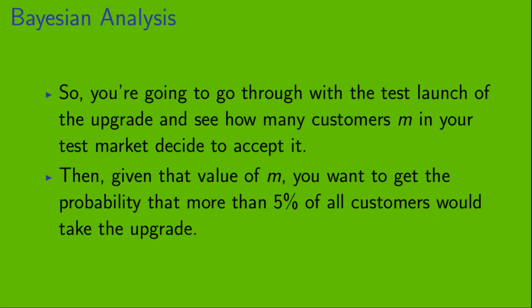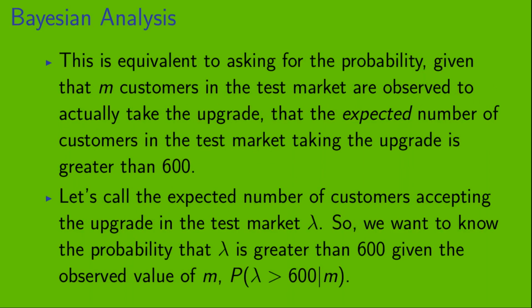So you're going to go through with the test launch of the upgrade and see how many customers M in your test market decide to accept it. Then, given that value of M, you want to get the probability that more than 5% of all customers would take the upgrade. This is equivalent to asking for the probability, given that M customers in the test market are observed to actually take the upgrade, that the expected number of customers in the test market taking the upgrade is greater than 600. Let's call the expected number of customers accepting the upgrade in the test market lambda. So we want to know the probability that lambda is greater than 600 given the observed value of M. We write this as P of lambda greater than 600 given M.